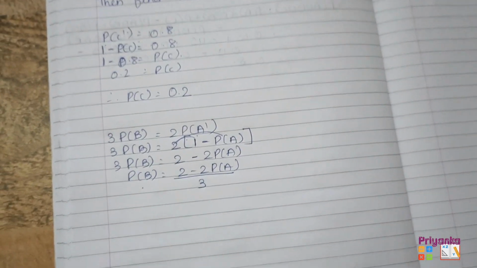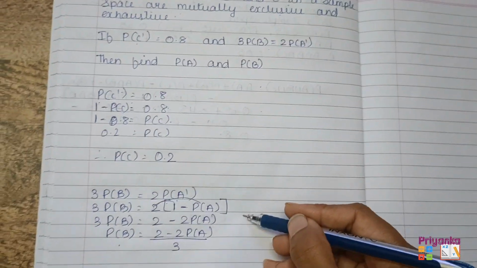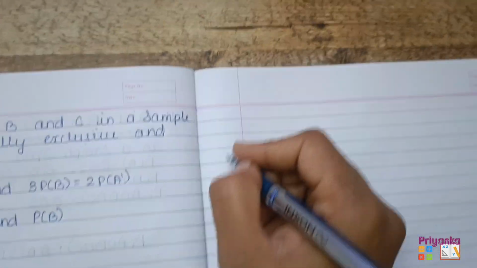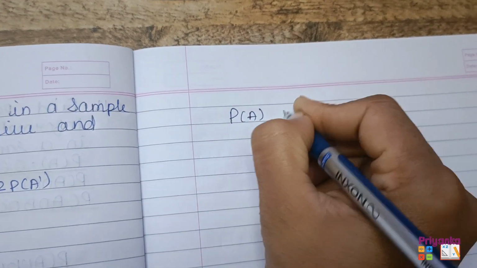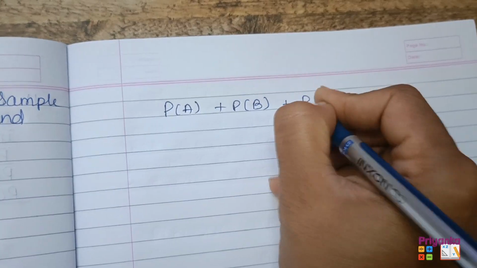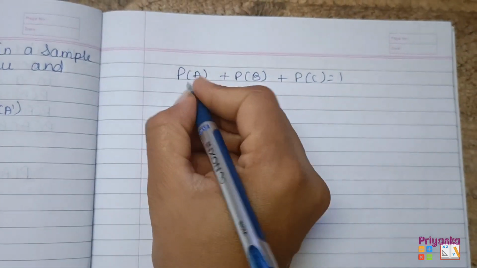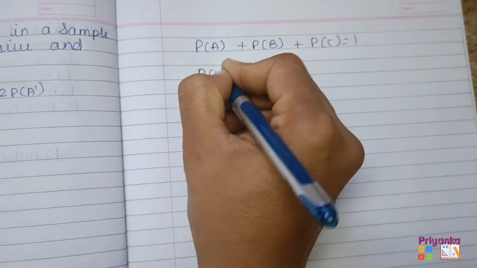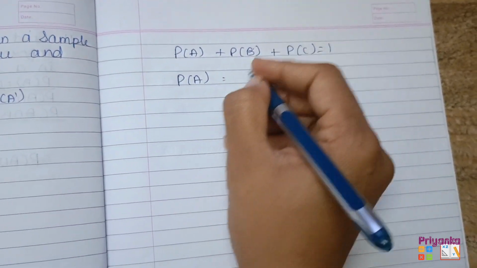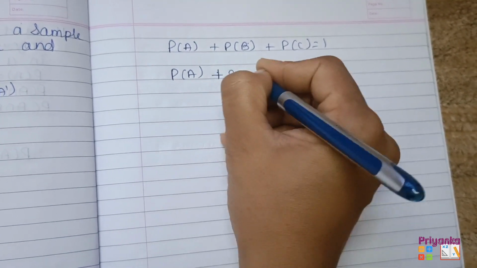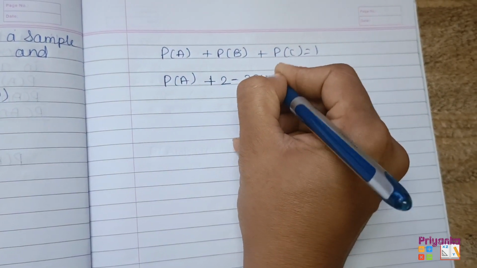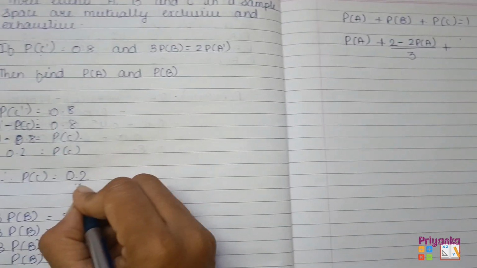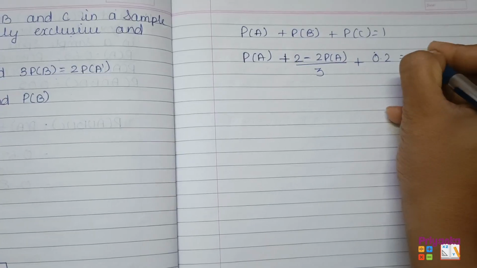So let's take it as a situation, and this is the only solution we can do out of this information. So let's now keep the mutually exclusive and exhaustive rule, which is P of A plus P of B plus P of C equals 1. Now here we didn't find P of A, we just found P of C and P of B. So P of A will stay as it is. P of B we just now found, plus 2 minus 2 P of A upon 3, plus P of C we found is 0.2, equals 1.